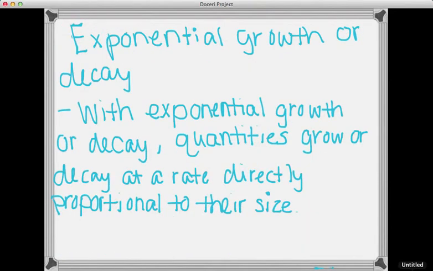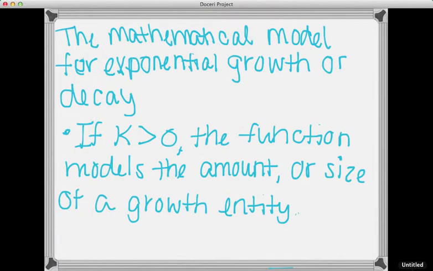Okay, exponential growth or decay. With exponential growth or decay, the quantities grow or decay at a rate directly proportional to their size. The mathematical model for exponential growth or decay: if k is greater than 0, the function models the amount or size of a growing entity. A0 is the original amount or size of the growing entity at time t = 0, A is the amount at time t, and k is a constant representing the growth rate.